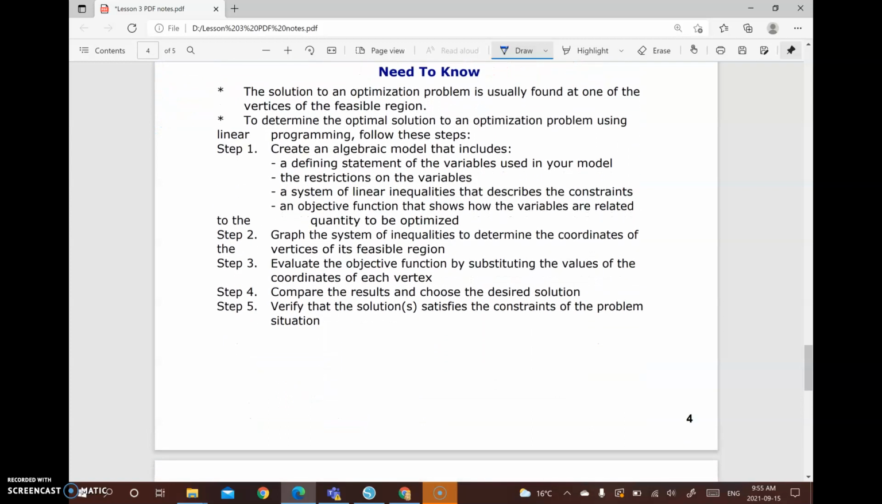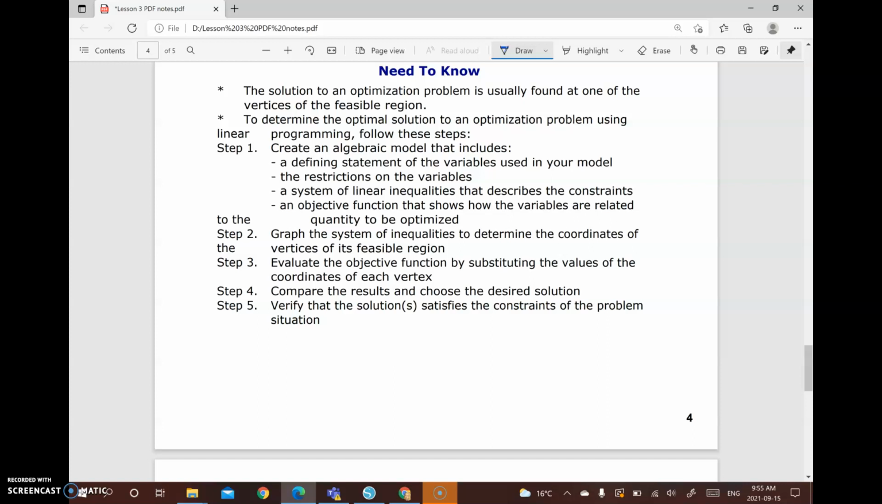So here are just some notes. You need to know that the solution to an optimization problem is usually found at one of the vertices of the feasible region, so one of those corners of that solution region. To determine the optimal solution to an optimization problem using linear programming, follow these steps. You're going to create an algebraic model that includes a defining statement of the variables used in your model. So what is going to be x? What will be y? The restrictions on the variables, so you have to look to see what kind of numbers we are dealing with. Are they whole? Are they integers? Are they real numbers? We need a system of linear inequalities that describes the constraints, so that's all the lines that you draw. And an objective function that shows how the variables are related to the quantity to be optimized.